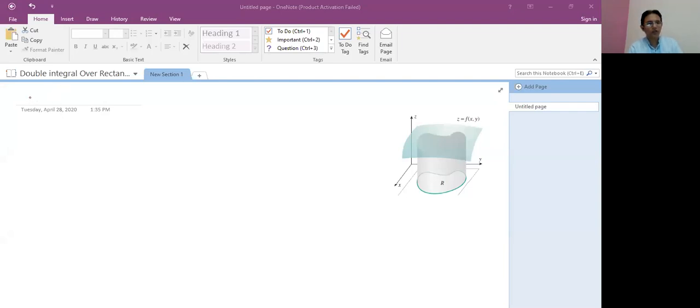Now, student, today our topic is double integral over rectangular region. So I will define for you what a double integral is.